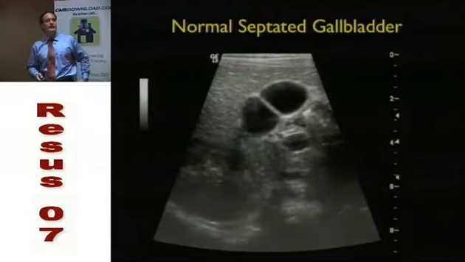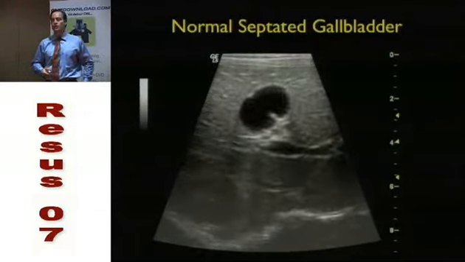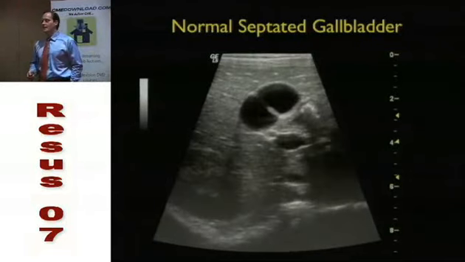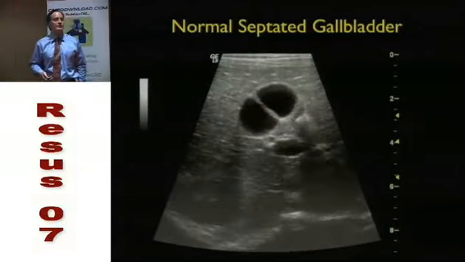This is actually a little kid. And notice he's got an interesting feature in his gallbladder. It almost looks like a bifid gallbladder, right? That's actually just a septa going down the gallbladder. And that's a pretty normal finding, and you'll see that as you look at more gallbladders.